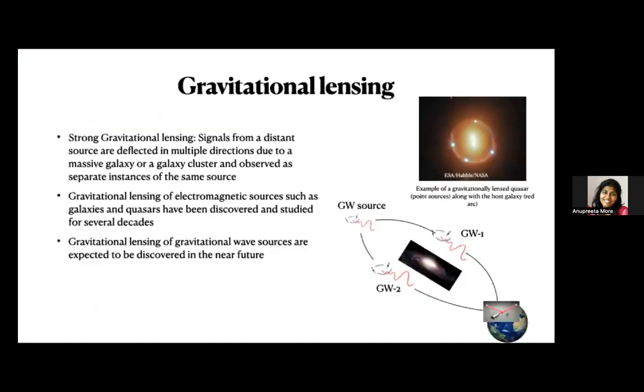Okay, so after this, I'm going to switch to gravitational lensing. How much time do I have? I think you have at least 20 minutes. Okay.